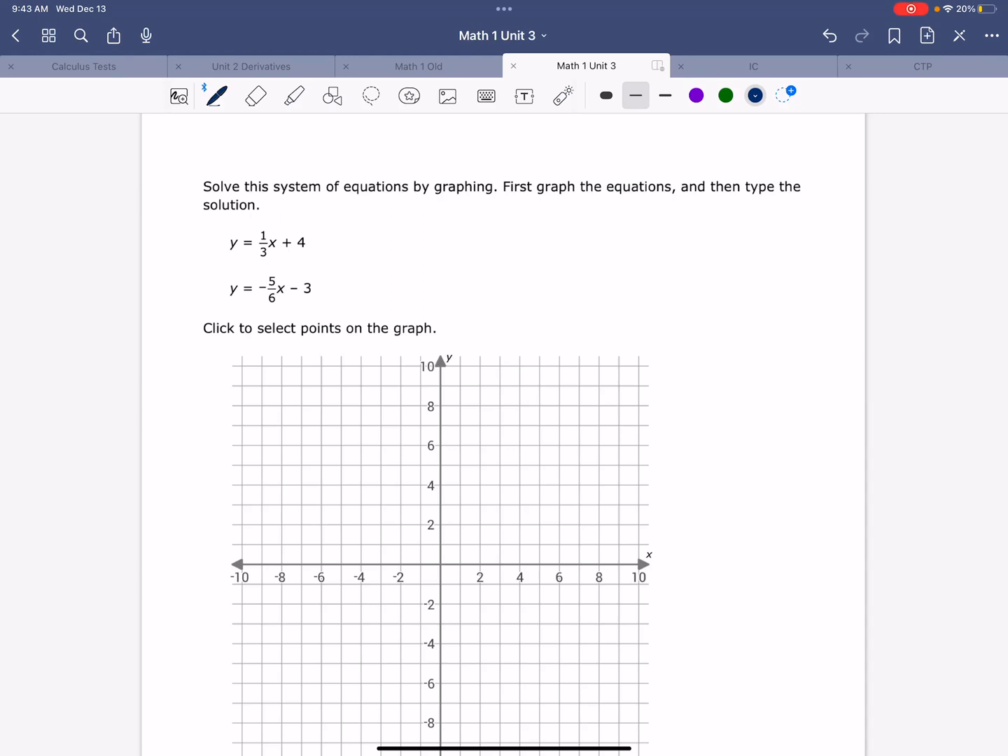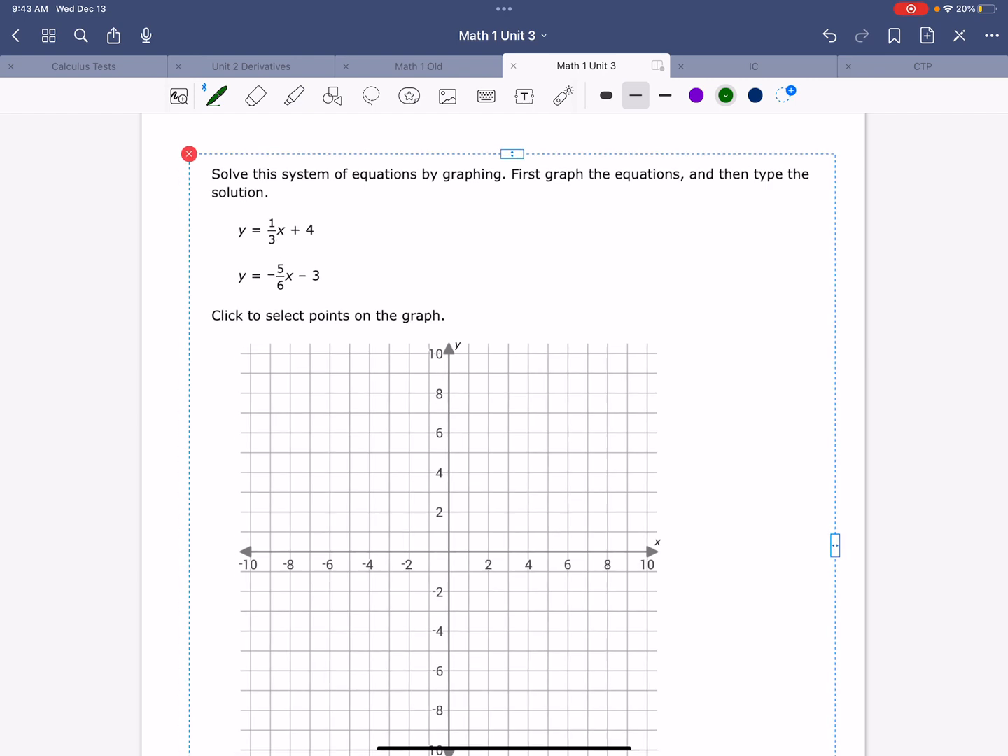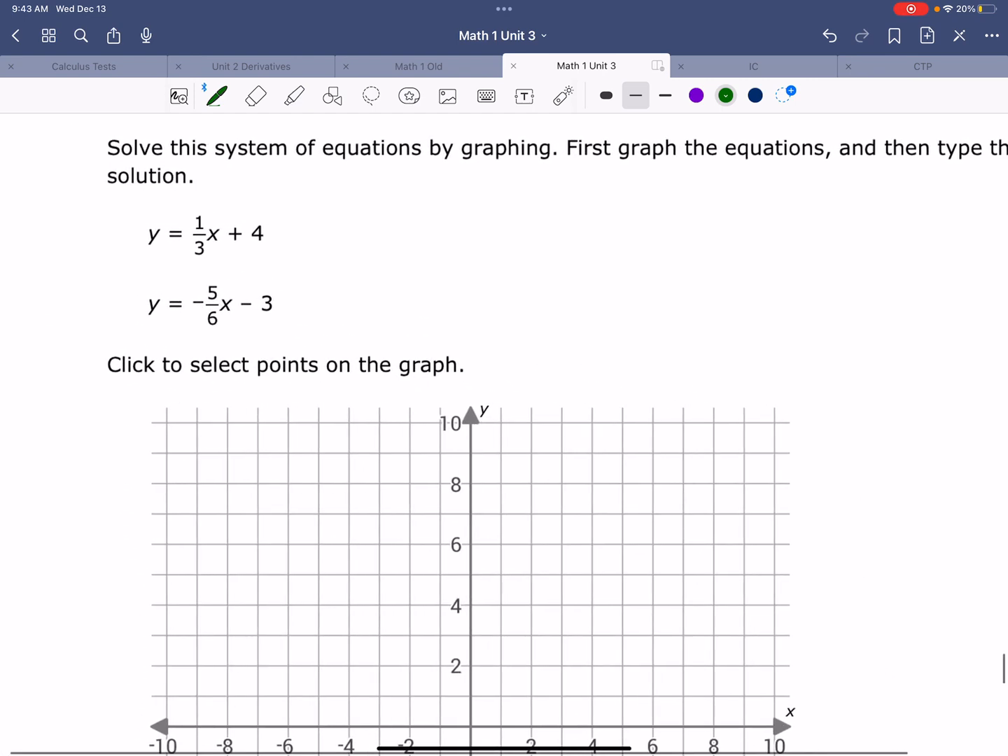In this video, we're going to go ahead and solve a system of equations by graphing. So when we graph these two equations, we're trying to look for where they intersect, and that's going to be our solution. So it's important for us to make note about what form our equation is in.